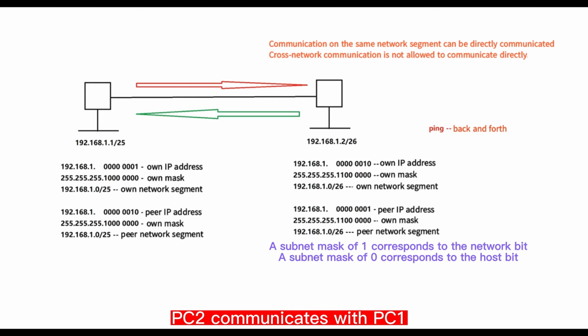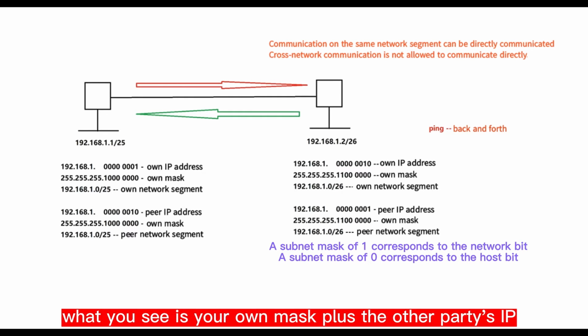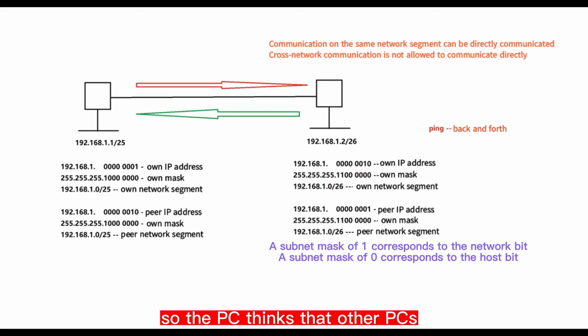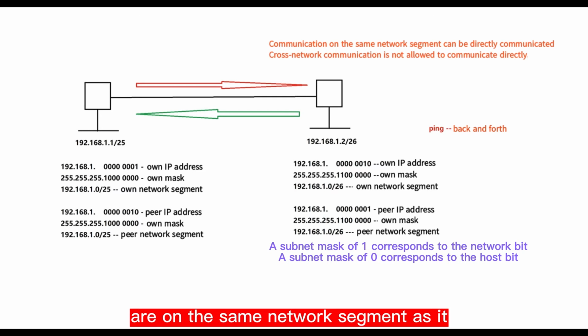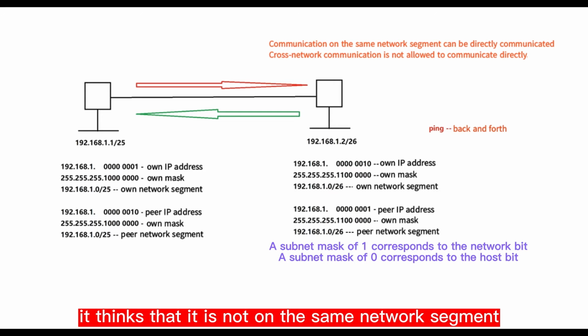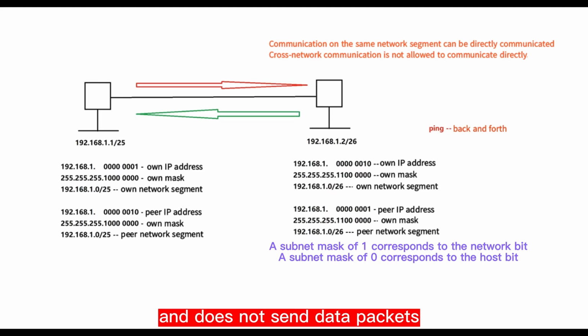PC2 communicates with PC1. In this process, for us, host A and host B are known not to be on the same network segment. But the device itself does not know what the mask of the other party is. So when they communicate data, what it sees is its own mask plus the other party's IP, and it calculates the network segment of the other party. So if the PC thinks that other PCs are on the same network segment as it, it sends packets or reply packets to them. If it thinks they are not on the same network segment, it does not send data packets.